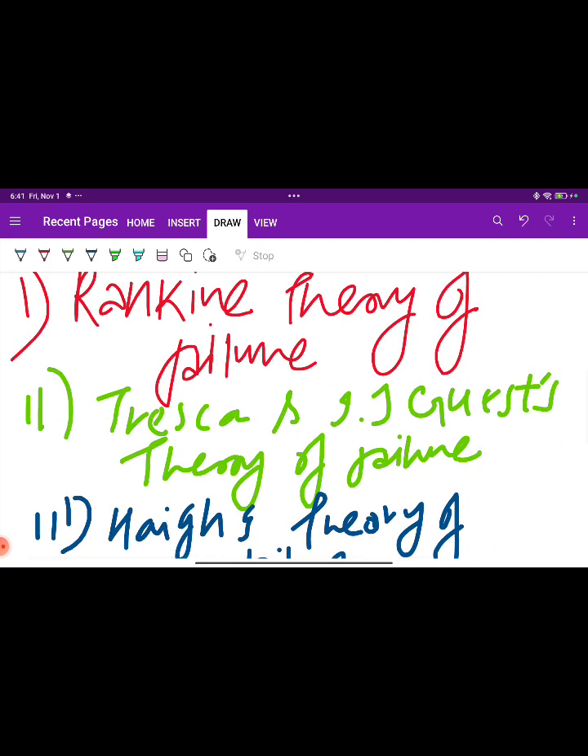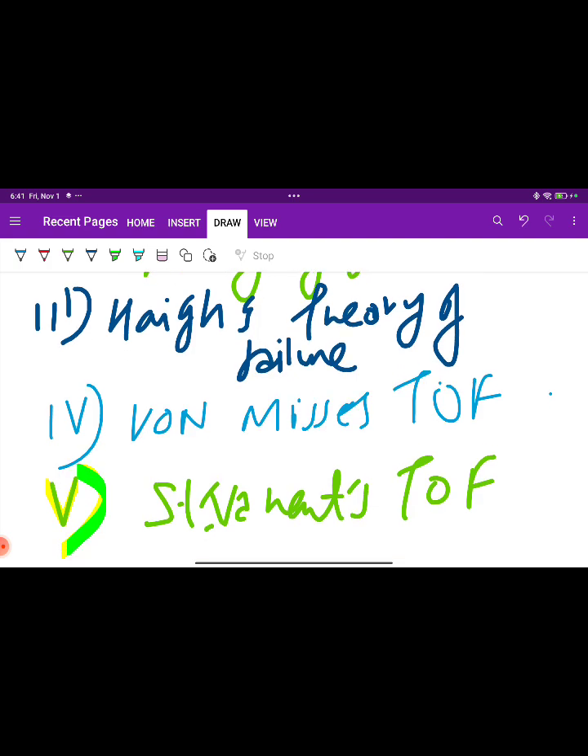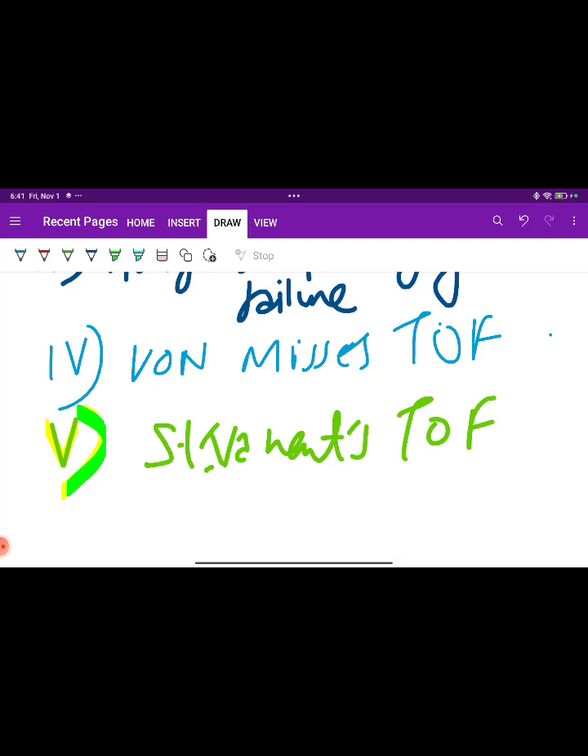The first is Rankine theory of failure, or we can say maximum principal stress, or max normal stress theory of failure. And second is Tresca and J.J. Guest theory of failure, which we can say is max shear stress theory of failure. Haigh's theory of failure, or we can say strain energy theory of failure, and von Mises theory of failure, which is distortion energy theory of failure, and the principal strain theory of failure, or we can say Saint-Venant's theory of failure.